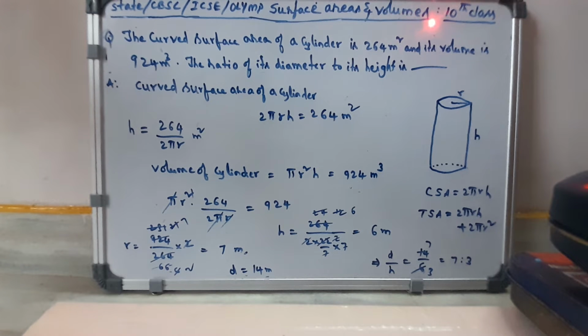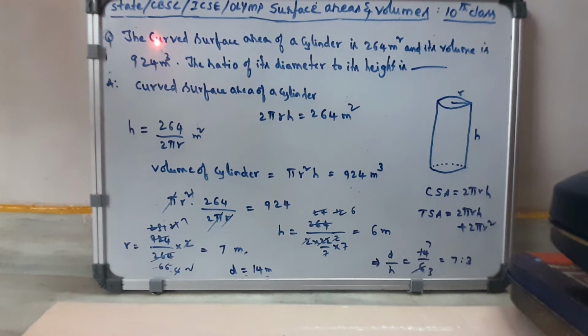Surface areas and volumes of 10th class, state, CBSE, ICSE, Olympiad. What is the question here? The curved surface area of a cylinder is 264 meter square and its volume is 924 meter cube. The ratio of its diameter to height is.